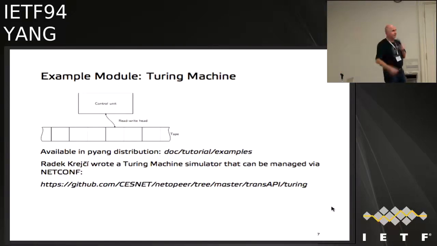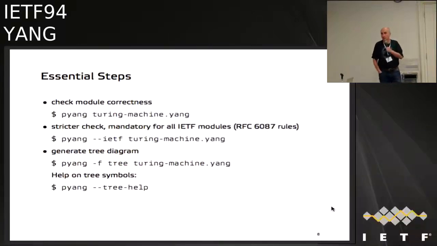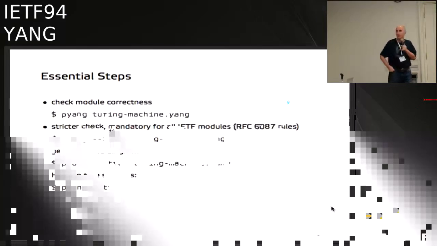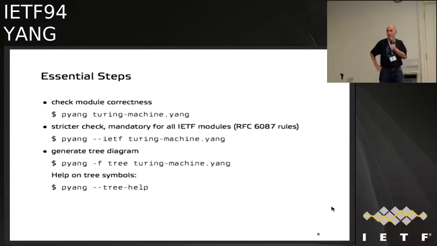Anyway, so here are the very essential steps that probably everybody has to do before publishing a Yang module in an Internet Draft. So first of all, you have to check the Yang module for correctness. This is done easily by using Pyang without any other command line options, just like that. And if this check reveals any errors or problems, then you have to go back to the editor and correct them, of course. Otherwise, you can move further and then use that.